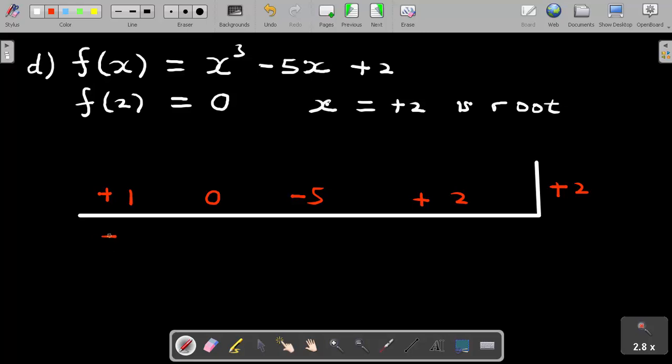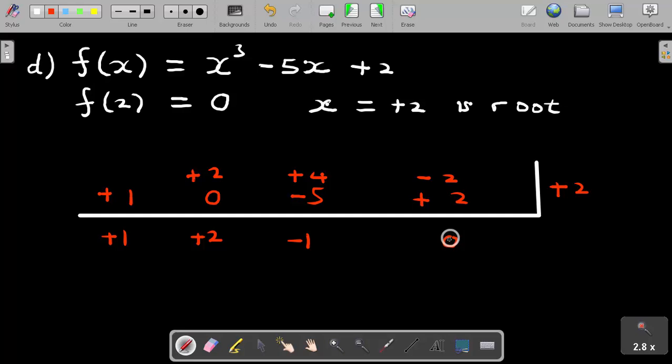The positive 1 here, bring it the way it is. So 1 times 2, I get 2. I'm going to say plus 2 here now. What's 2 plus 0? I get positive 2. Then 2 times 2, I get 4. Then you say plus 4 here. 4 plus negative 5, I get negative 1. Negative 1 times 2, I get negative 2. So I'm going to say negative 2 plus 2, I get 0.